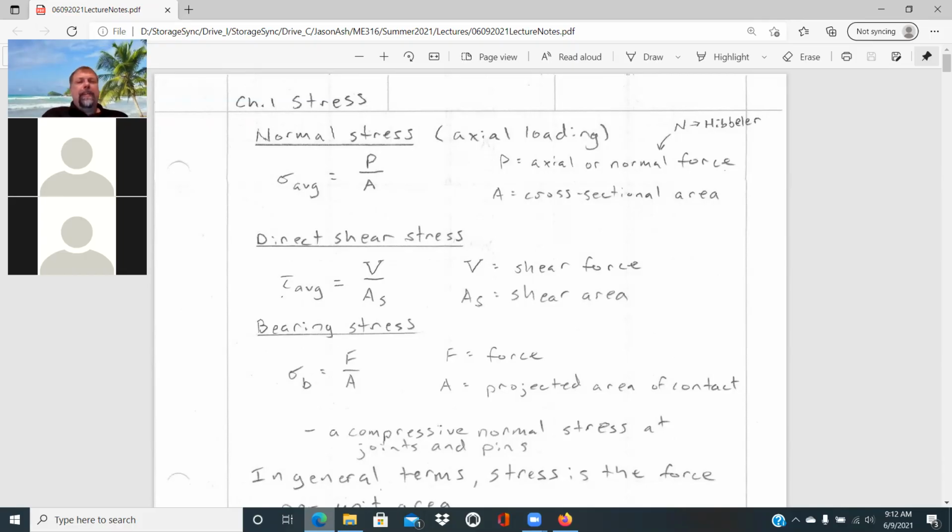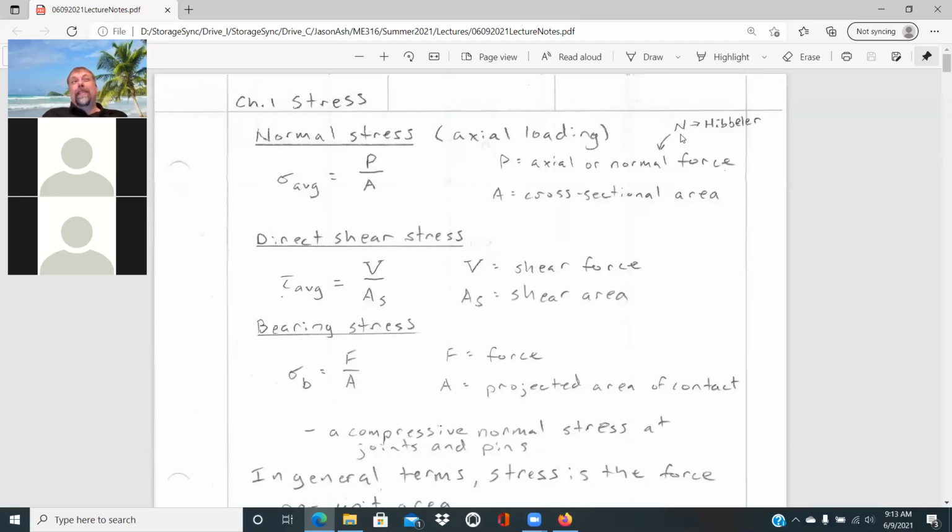I mentioned that on Monday too. I like to use capital P over A for the axial load, and A is the cross-sectional area. But that axial load also represents then a normal force. And so sometimes you'll see that capital P replaced with the capital N, and Hibbeler does do that. So you'll see that in your textbook, that they use it in there instead.